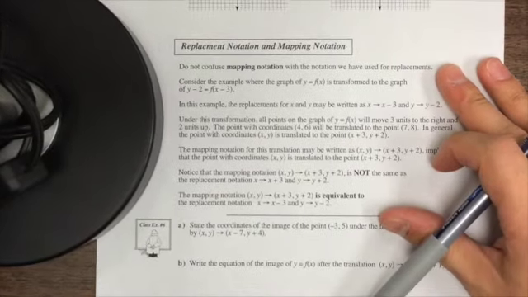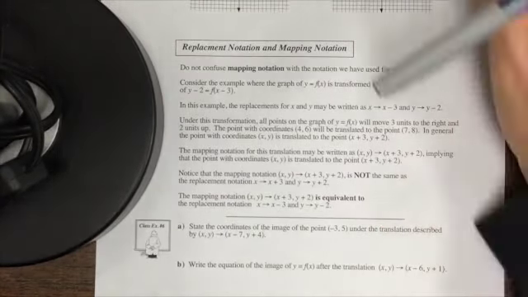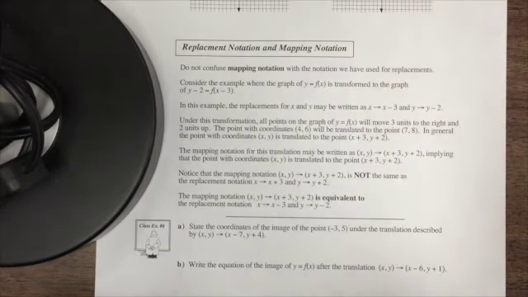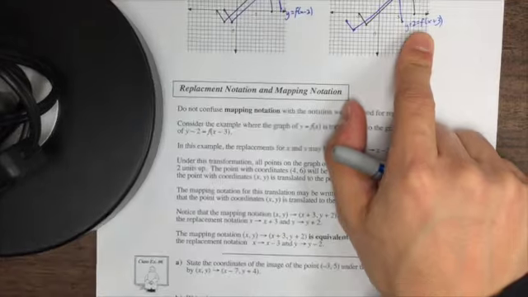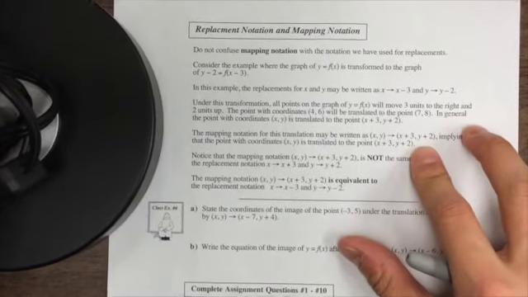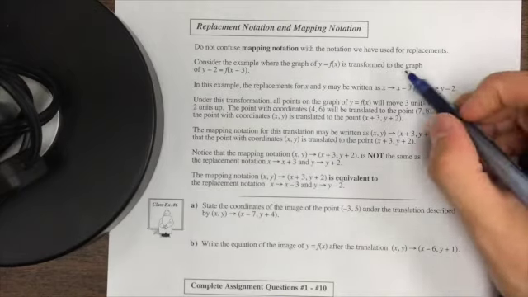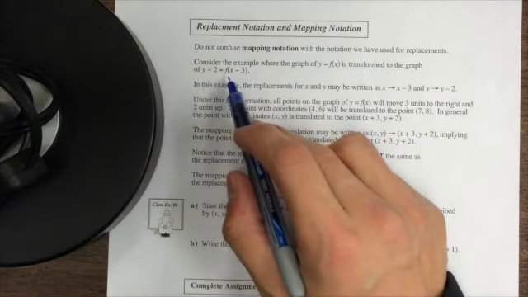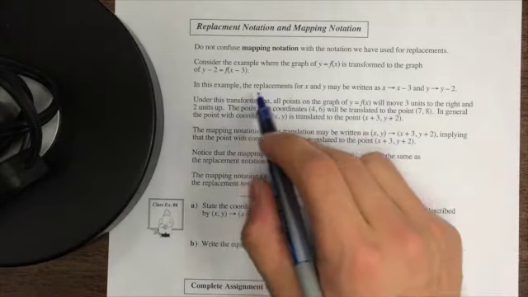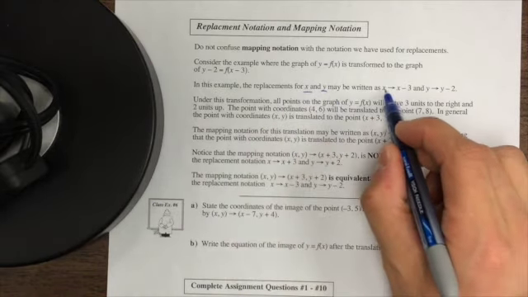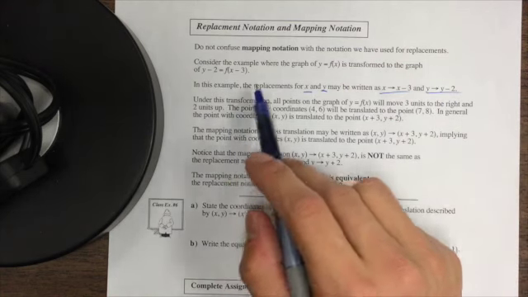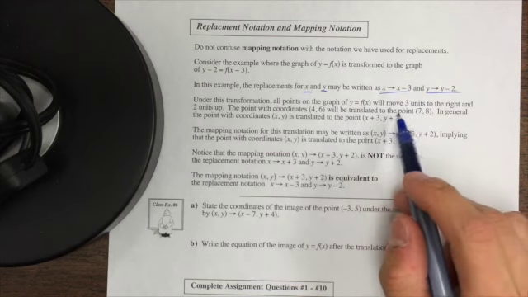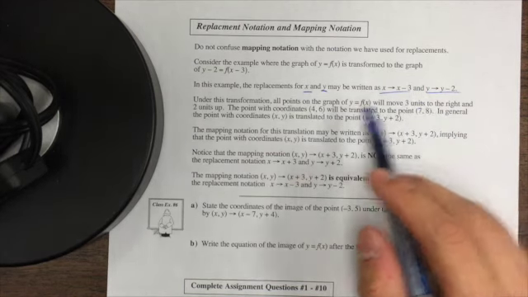Okay, the last section is called replacement notation and mapping notation. So the two of them, we don't want to get confused. Do not confuse mapping notation with the notation that we've been using with our replacements up top here. So for example, consider the graph of y is equal to f of x, and it's transformed to the graph of y minus 2 is equal to f of x minus 3. So in this example, the replacements for x and y may be written as x minus 3 and y minus 2. So under this particular transformation, the points on the graph of f of x will move 3 units to the right and 2 units up.